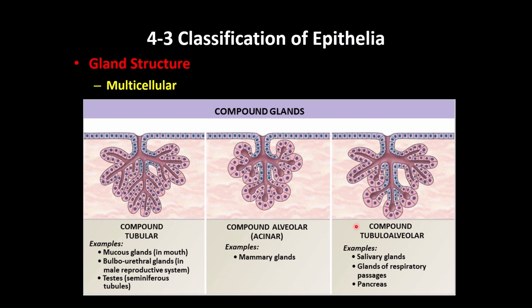And then there is compound tubuloalveolar, which is a mix. Some of them are elongated, some of them are spherical. So it's a mix of the two, and they drain in a common duct. You see that in the salivary glands that produce saliva, for example in the mouth. And you see it in the respiratory system and also in the pancreas.